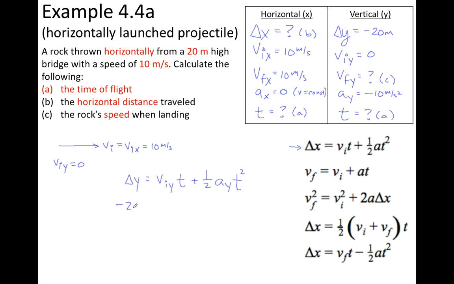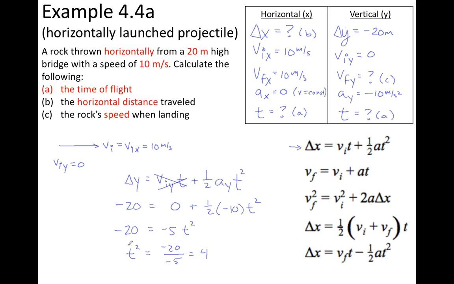Delta y is negative 20. The initial velocity is 0, so that whole term is 0. The acceleration in the y is negative 10. And now the rest of this is just algebra. Simplifying the right-hand side of the equation, half times negative 10 is negative 5. If I divide both sides by negative 5, that gets me t squared. And so that is equal to 4.